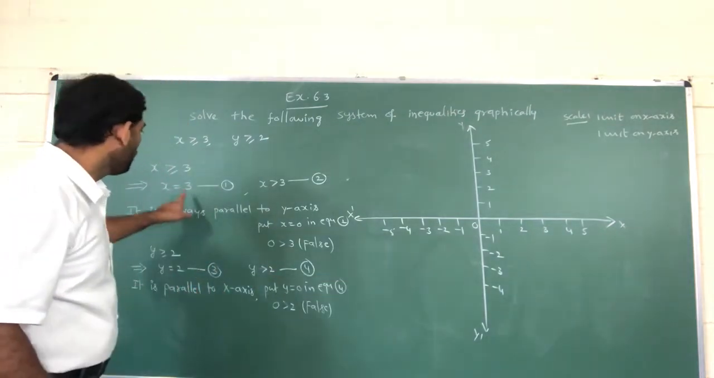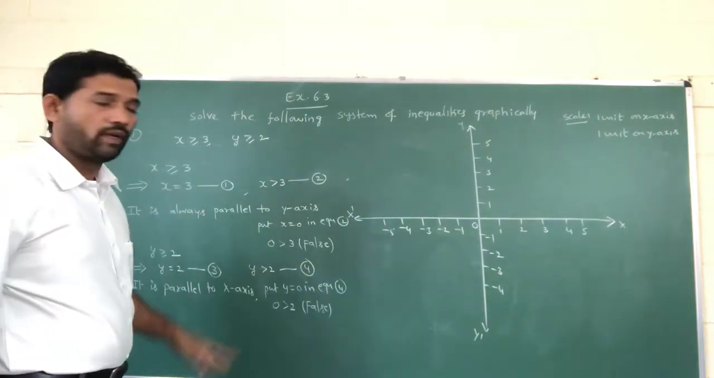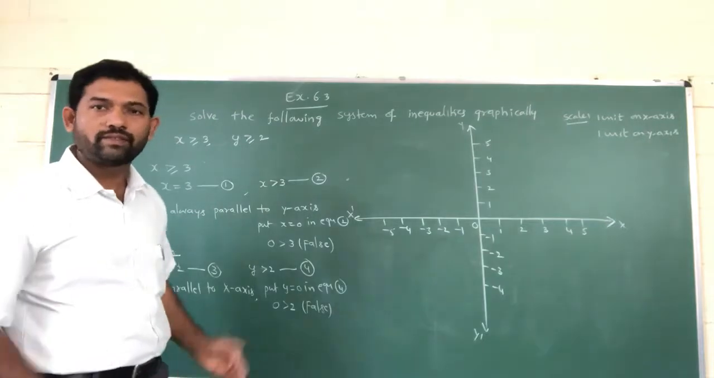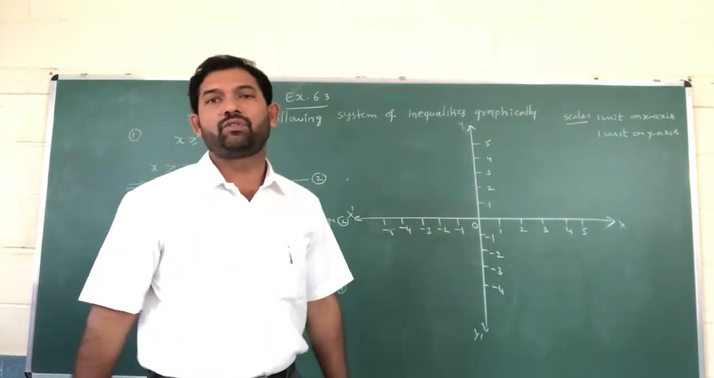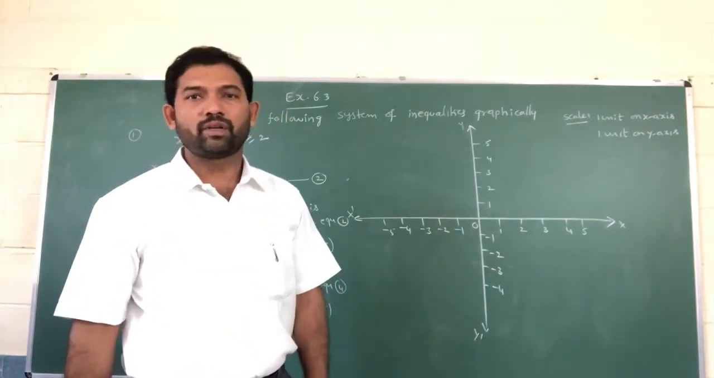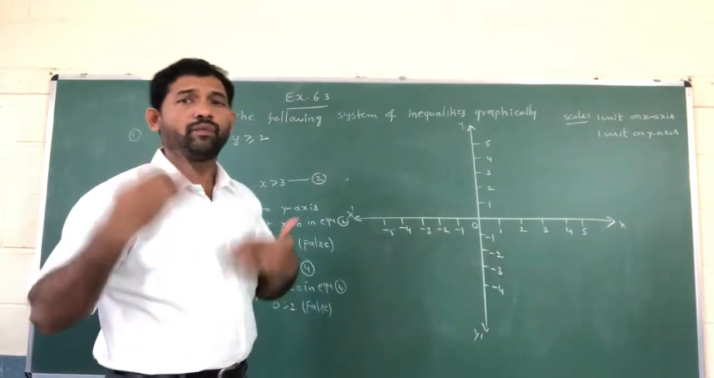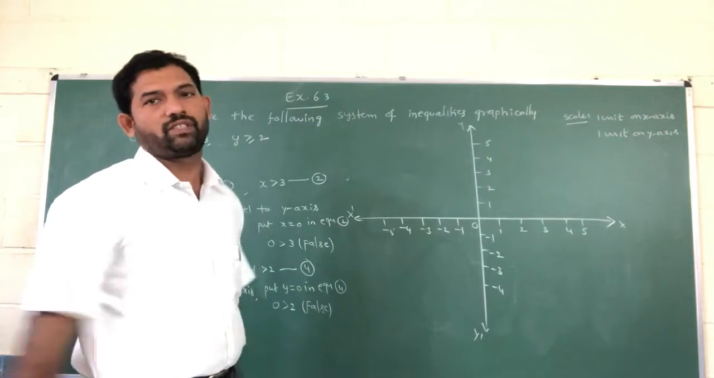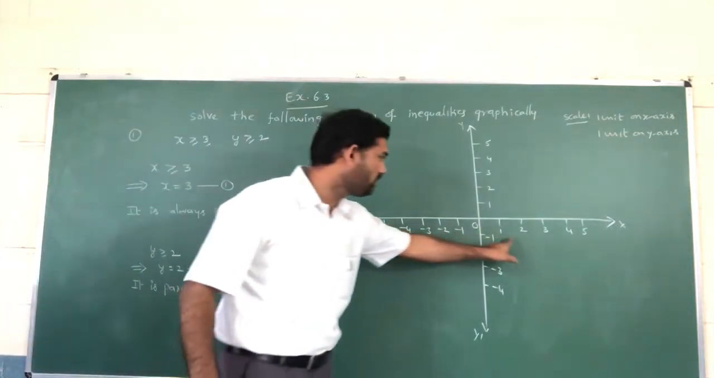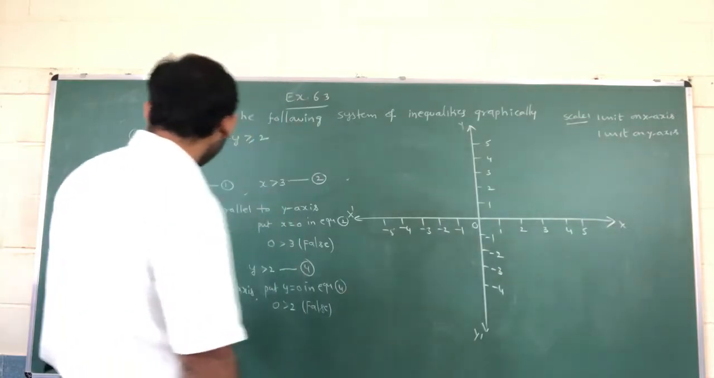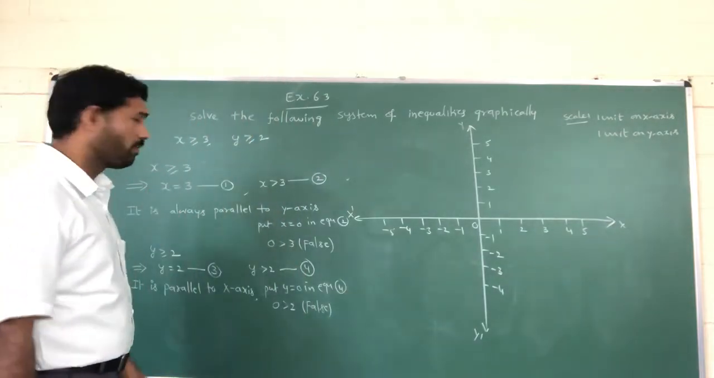Why? Here you see the x value and y value: x is equal to 3 and y is equal to 2, which are very small numbers. That's why you take 1, 2, 3 only. If 10 or 15 is there, you have to adjust these numbers. Okay, right?